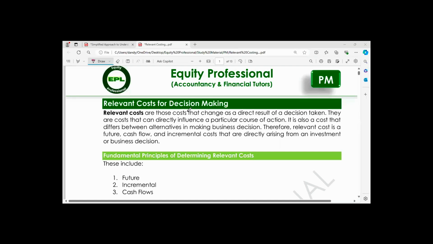Then we said future cash flows are relevant costs, unlike notional costs like depreciation, amortization, interest, or provision, which do not involve movement of cash, which simply means that if you see depreciation, amortization, interest, or provision in a question, they are not relevant because they do not involve movement of cash. They are not cash flows. They are just notional costs. Okay, and therefore should be ignored.